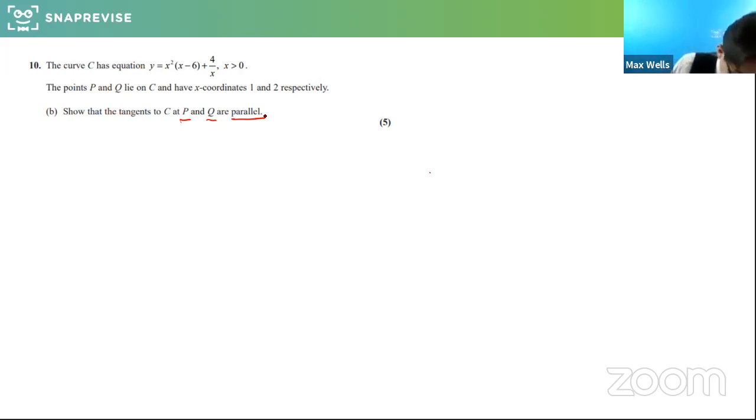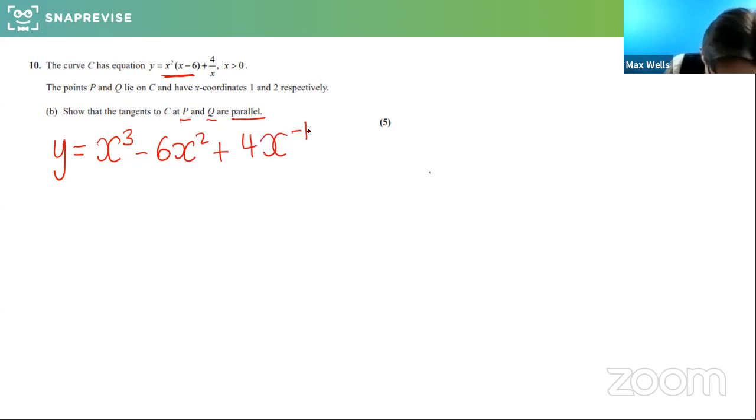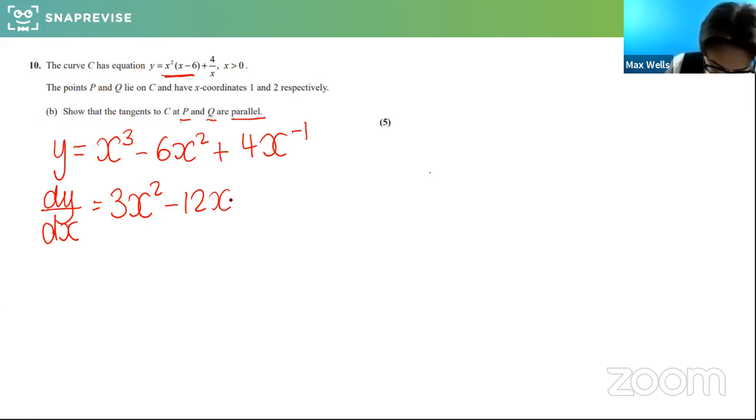So exactly. Let's have a little look. So we're going to differentiate this. The first thing I would do again is rewrite that out kind of in a nicer way. So if I expand the first bracket here, I'm going to get x cubed minus 6x squared plus 4x to the minus 1. If I differentiate that, 3x squared minus 12x minus 4x to the minus 2. And as I said, feel free to do this alongside and check we get the same thing. That'd be brilliant.